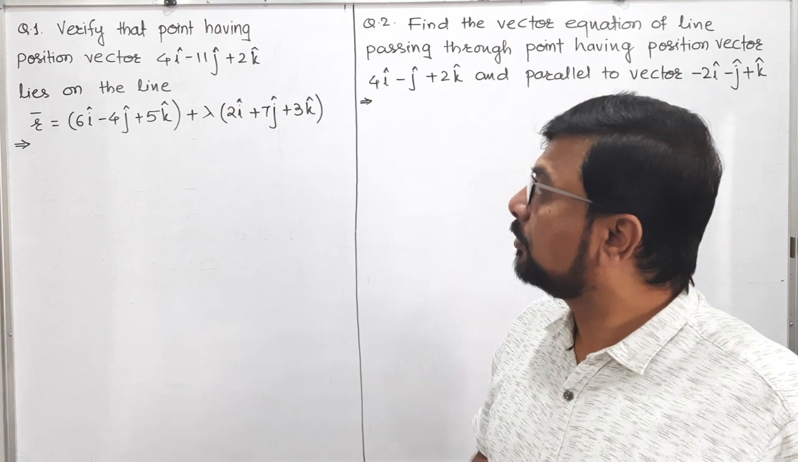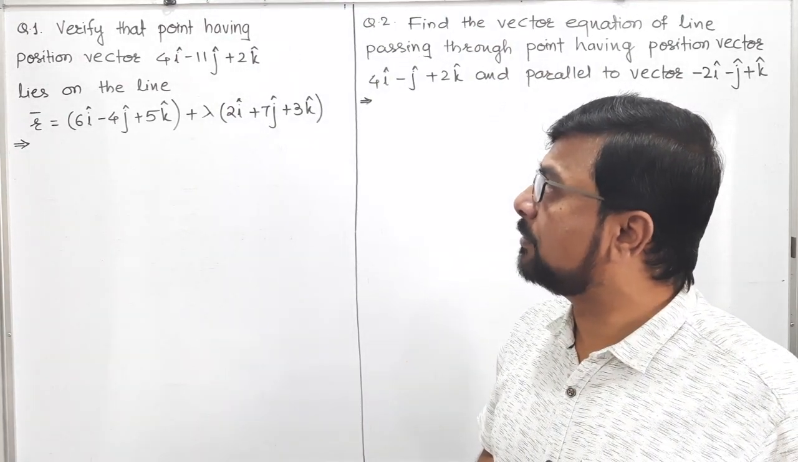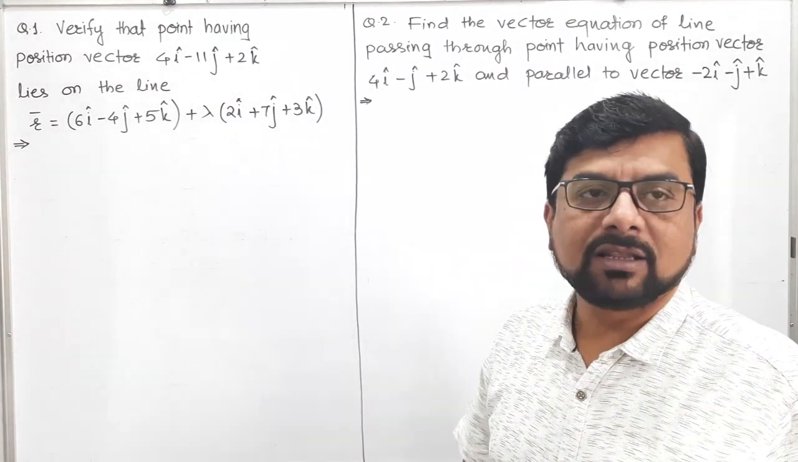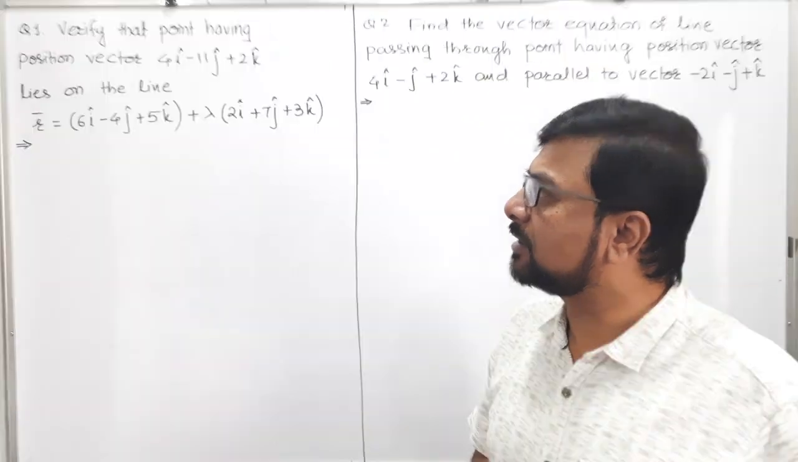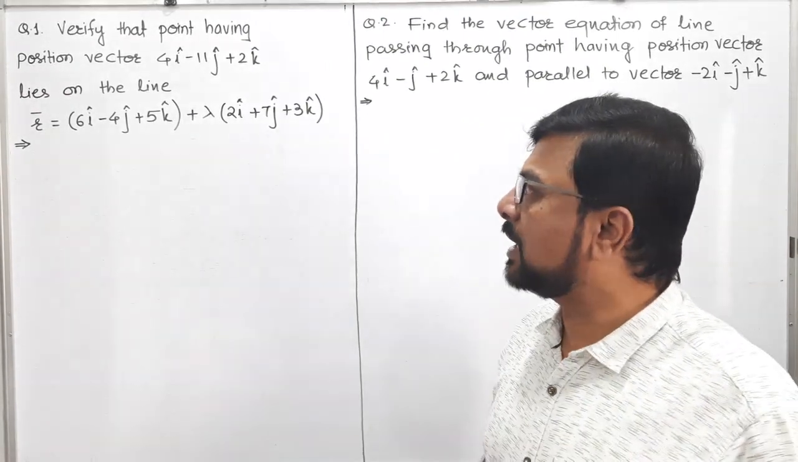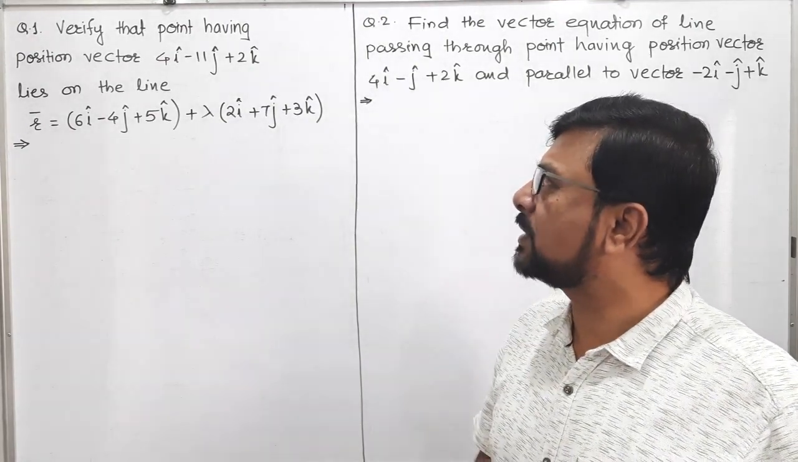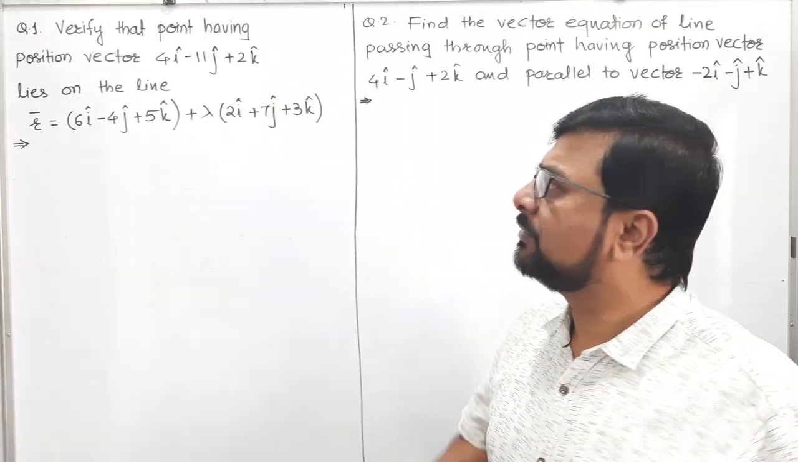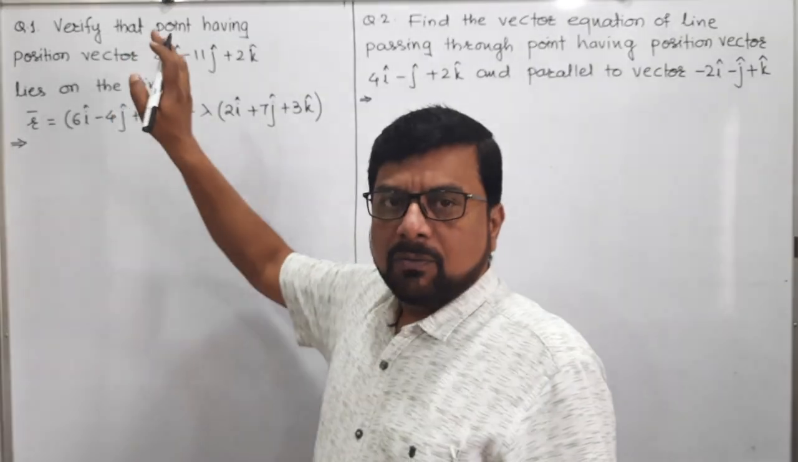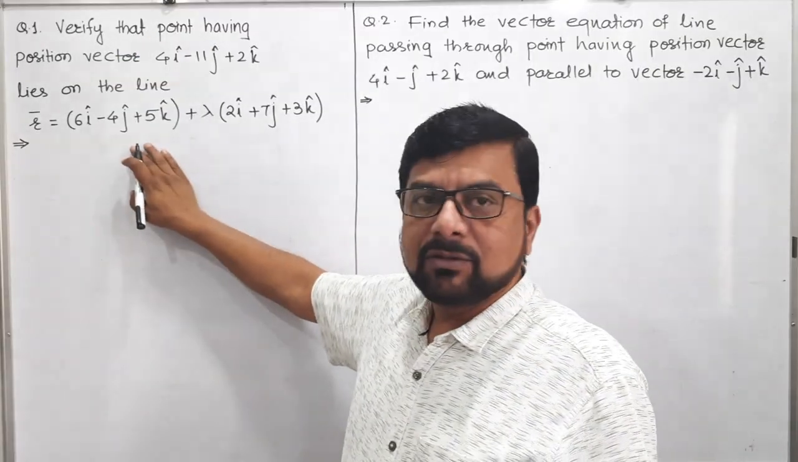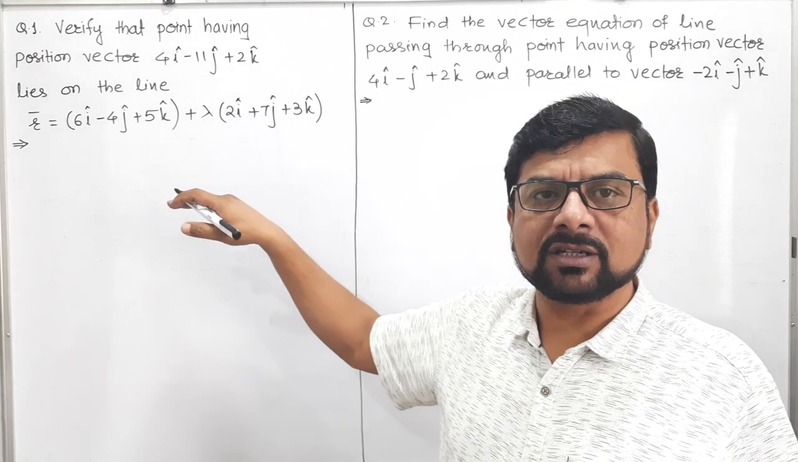Verify that point having position vector 4i minus 11j plus 2k lies on the line r vector is equal to 6i cap minus 4j cap plus 5k cap plus lambda into 2i cap plus 7j cap plus 3k cap. Now look at this. One point is said to be on line when it satisfies its equation.